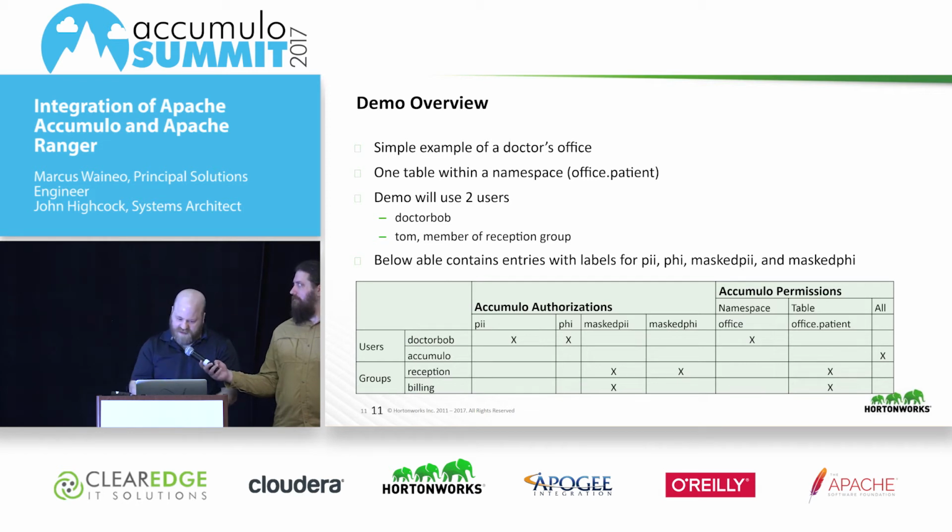I created a simple table with the concept of a doctor's office with patient data. Dr. Bob has PII, PHI authorizations. He can read the table, write to the table. He has permissions based on the namespace. Jane is billing, can read masked information, and Tom is a receptionist, can read masked information as well. And I can show you the policy breakdown for that.